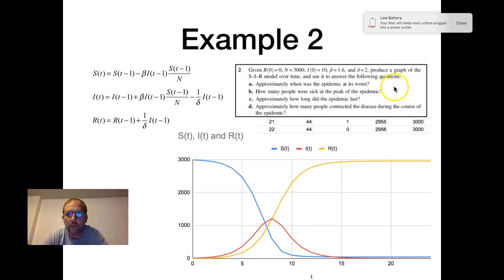All right, part C, approximately how long did the epidemic last? Again, I went to the spreadsheet. Between day 21 and 22, infected went from 1 to 0, so I say that the epidemic lasted for 22 days. Approximately how many people contracted the disease during the course of the epidemic? At day 22, 2,956 people are removed from the population, so that's how many at one point had been infected.